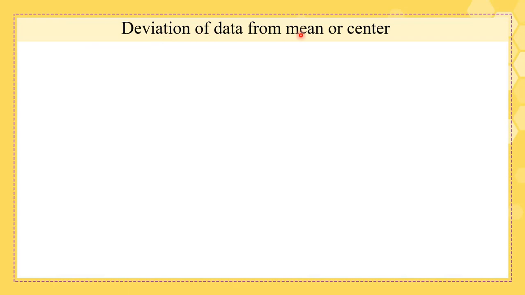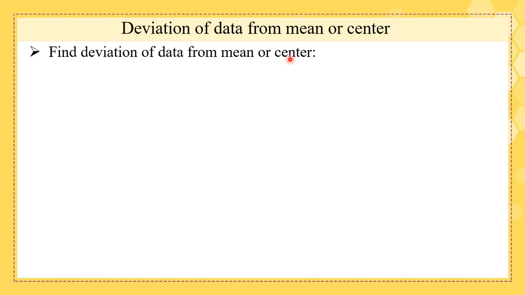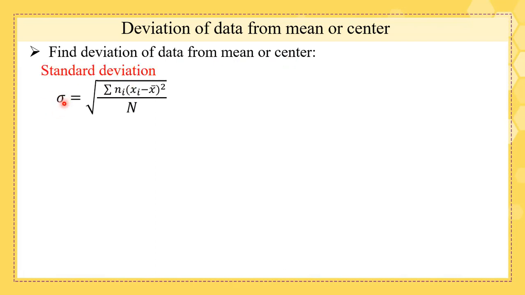Deviation of data from mean or center. Find the deviation of data from mean or center. Standard deviation. The formula: standard deviation equals the radical of the sum of ni times xi minus x bar squared over n, the total frequency, or standard deviation equals the radical of the sum of ni times x squared over the total frequency, minus x bar squared.